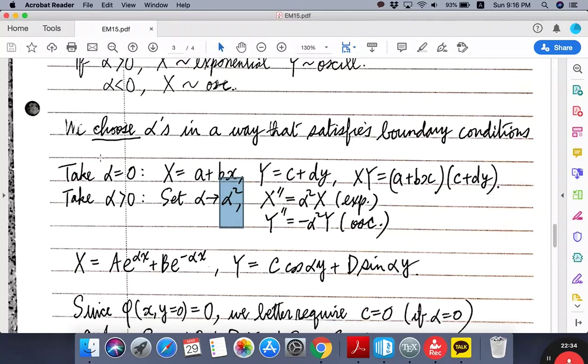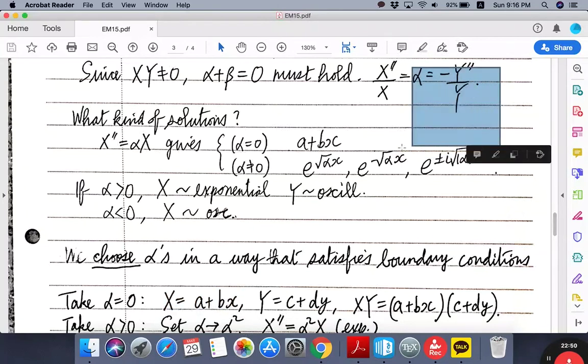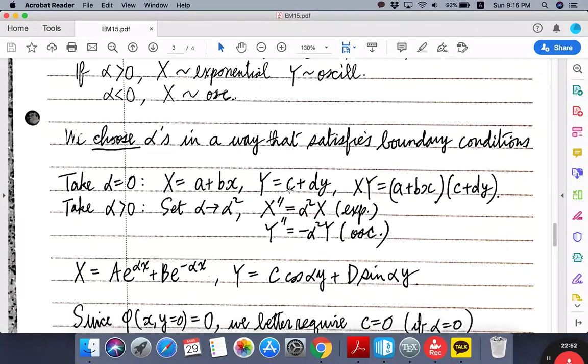Okay, I should first mention this. If we choose alpha equal to 0, then x is this linear function. But since alpha is 0, the second derivative of y is also 0. That means y is also a linear function. And since the potential is given by the product of the x and the y function, the general solution has to be of this form, the product of two linear functions.